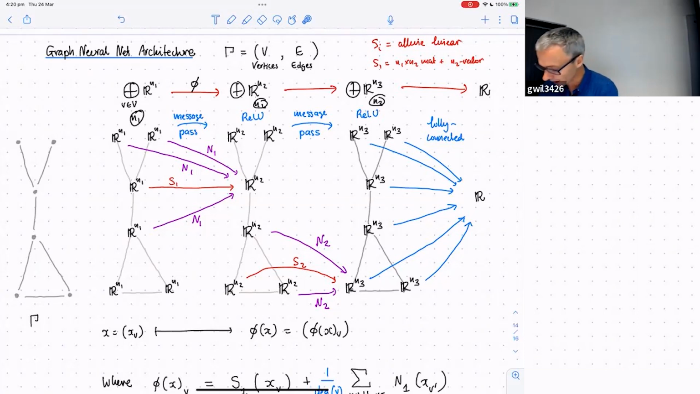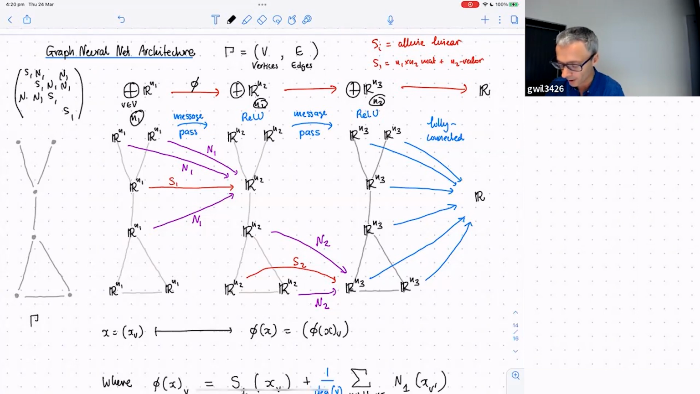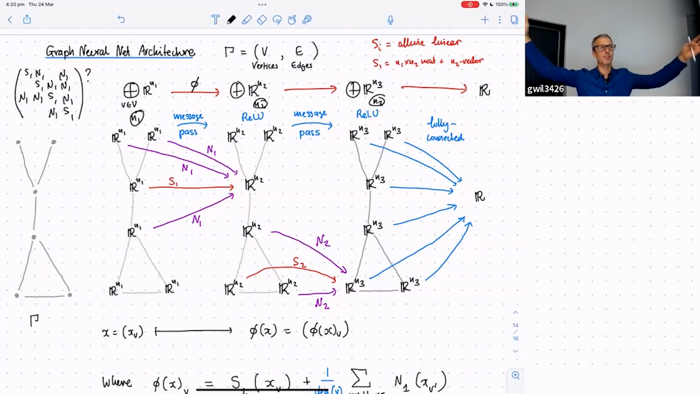So if you imagine this matrix here, it looks like something like S1, S1, S1, S1 down the diagonal, and then N1s in off-diagonal places given by the adjacency matrix. You know, something like this. So inside this space of N1 times vertices by N2 times vertices, this is what my big matrix would look like. I'm saying it should be block diagonal and a whole lot of blocks should be the same. So it's a very strong inductive bias to assume.